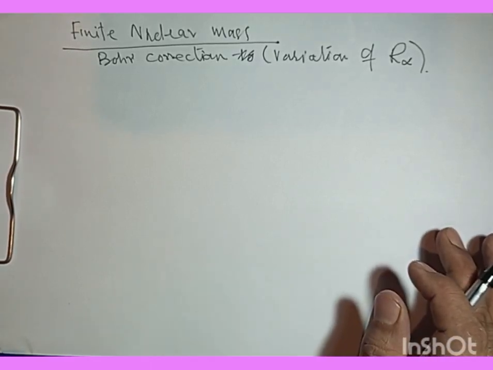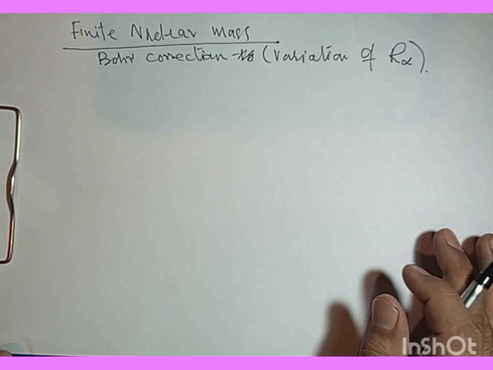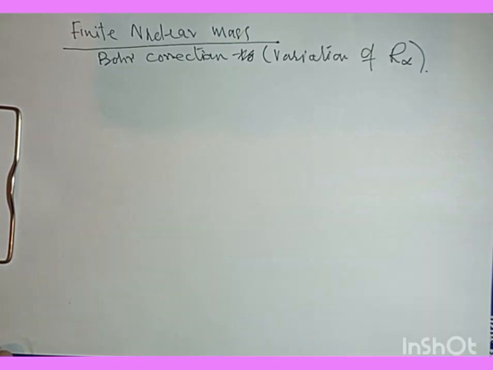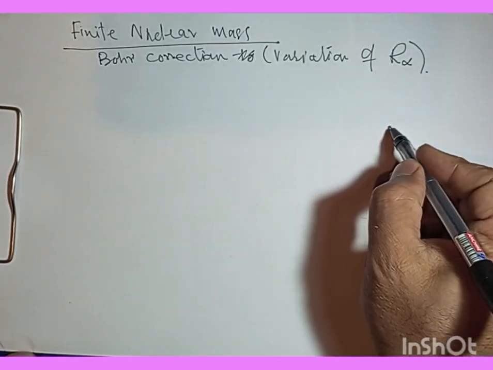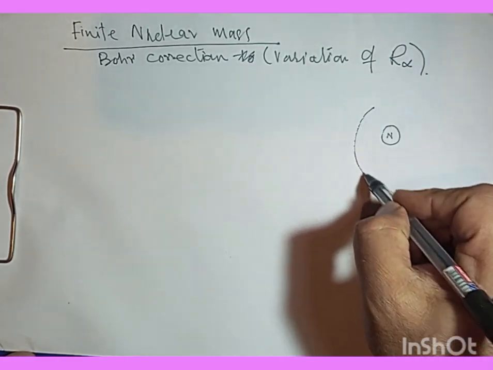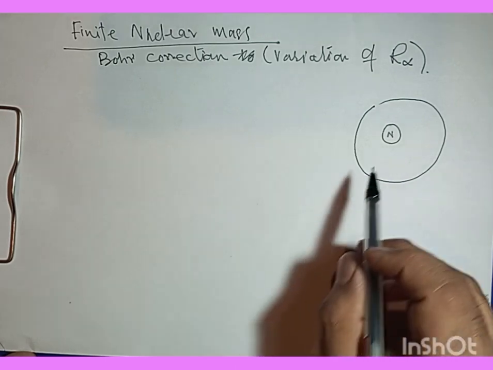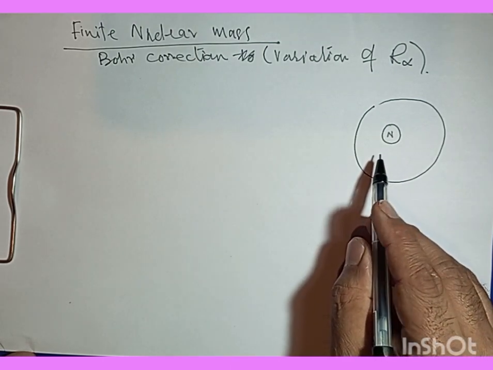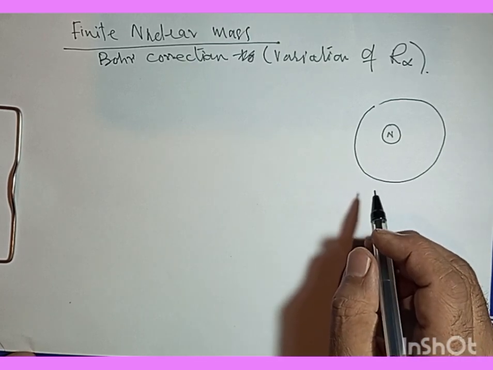Now we have already talked about Bohr's model of hydrogen atom and the basic assumptions of Bohr's model, where the nucleus was assumed to have infinite mass, and the nucleus was considered to be at rest because it was assumed that its mass is infinitely large. But this assumption is not true.